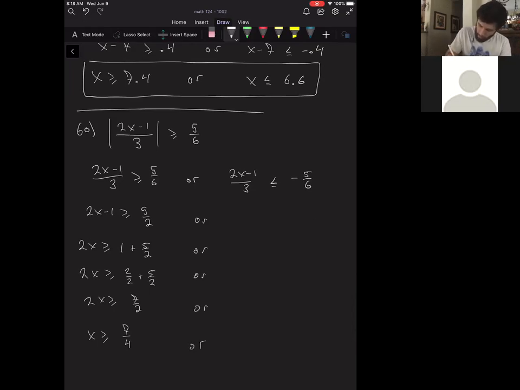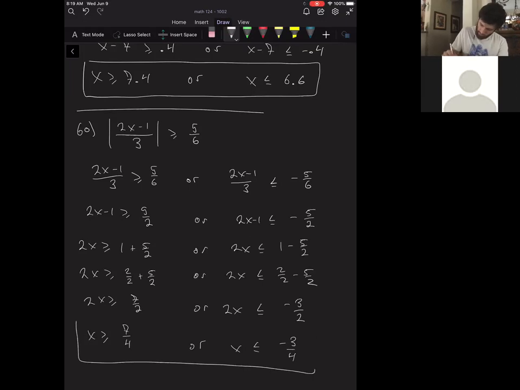All right, so over here, let's multiply that 3 over. So we're going to have 2x minus 1 is less than or equal to minus 5 over 2. Then we add the 1 over, so 2x is going to be less than or equal to 1 minus 5 over 2. Then let's do our common denominator. 2x is less than or equal to 2 over 2 minus 5 over 2. And here we have 2x less than or equal to minus 3 over 2. And then if we divide by the 2, we get x is less than or equal to minus 3 over 4. So then we have these two answers, or this whole answer, but two parts to the answer.